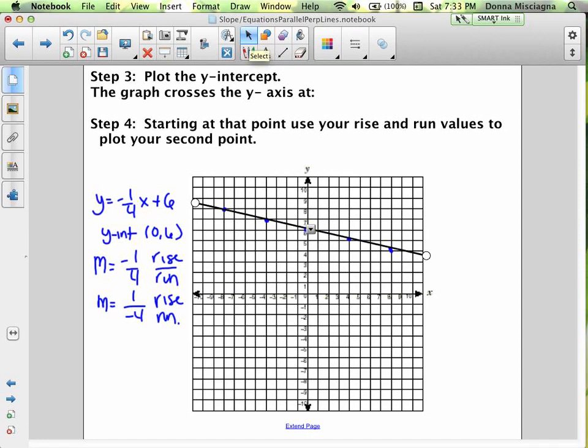I usually move the line up and down. I think I will take that one. And let's put arrows. And there we go. There is our equation graphed. So that's all there is to graphing an equation when it's in slope-intercept form.